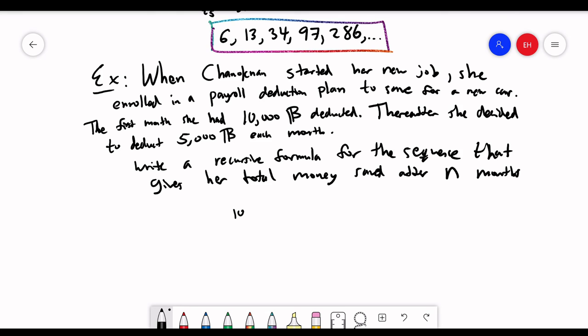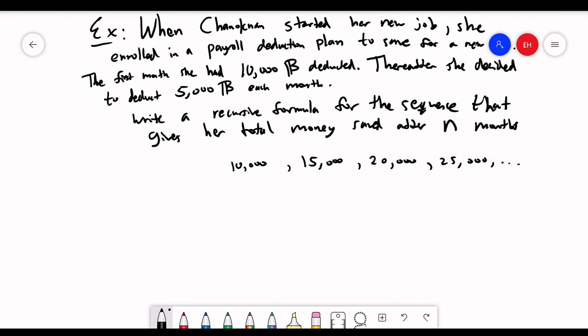Okay, well, because it's a recursive sequence, first let's just try and write the sequence a little bit. So the first month she's going to save 10,000. Then the second month she saved 5,000, so in total she saved 15,000. Then next month she saved another 5,000. It's going to be 20,000. And then the fourth month she's going to save 25,000 total because she's going to add another 5,000 for that. All right, so that's what the sequence looks like, but we got to write the recursive formula.